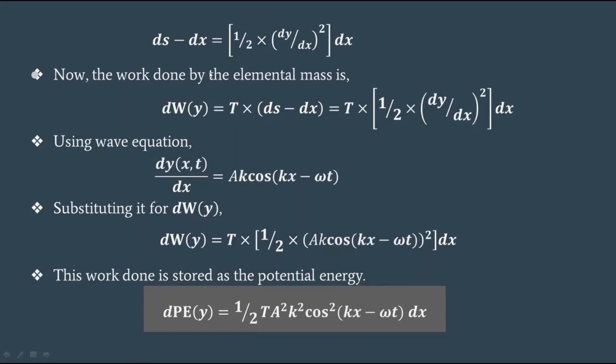Substituting this ds minus dx in the previous equation, the equation becomes dW of y is equal to tension into (ds minus dx), that is T into 1/2 (dy/dx)² dx. Here we have to get the dy/dx. To get that, we use the wave equation, dy(x,t)/dx equal to ak cos(kx minus omega t). Substituting it, dW of y is equal to T into 1/2 (ak cos(kx minus omega t))² dx. This is the expression for work done, and this work done is stored as the potential energy, that is dPE of y is equal to 1/2 T a²k² cos²(kx minus omega t) dx.